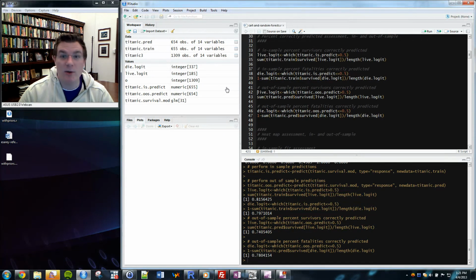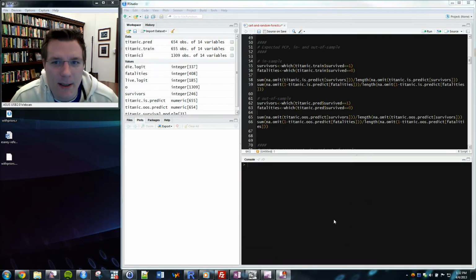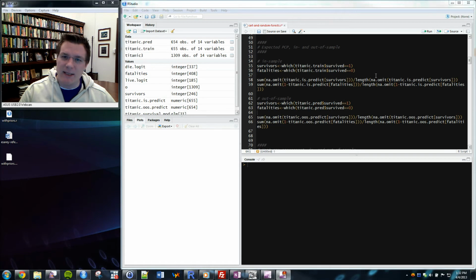I would say that this model is doing a fairly decent job of classifying passengers on the Titanic correctly as either survivors or fatalities. So the expected PCP is just as easy to compute as the PCP. In this case, what we want to do first is in-sample and out-of-sample.